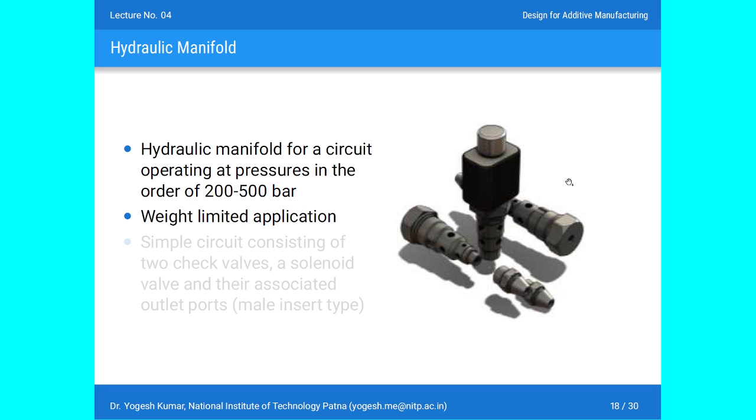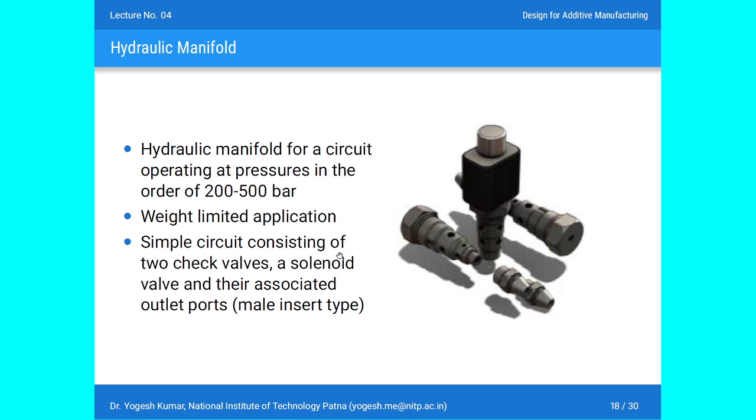This has a limitation: these components need not to be very heavy, because these will be mounted on your hydraulic power pack, and if the weight of these components is too high, then obviously this will increase the total weight of your hydraulic power pack.